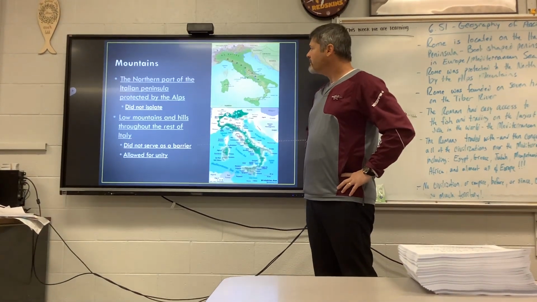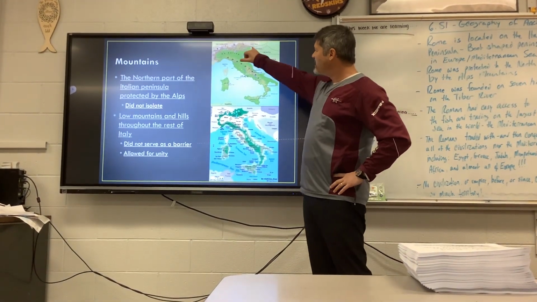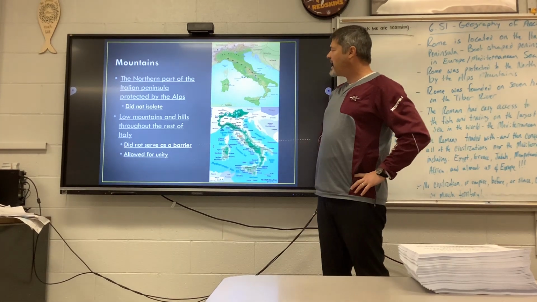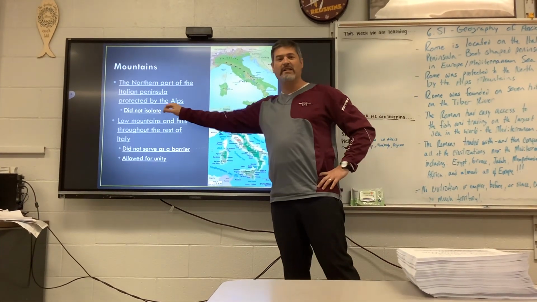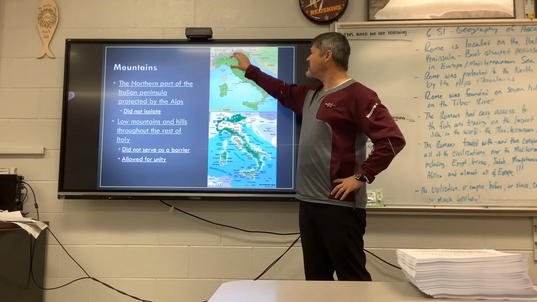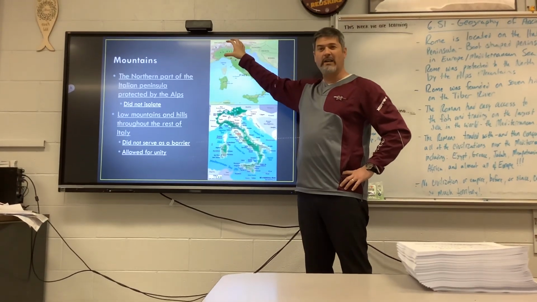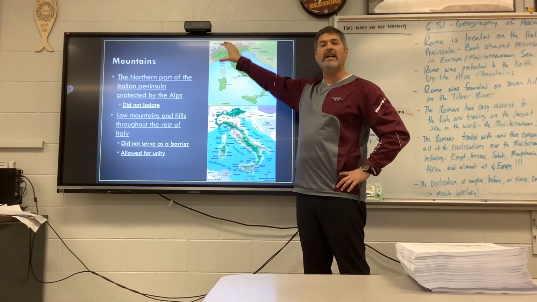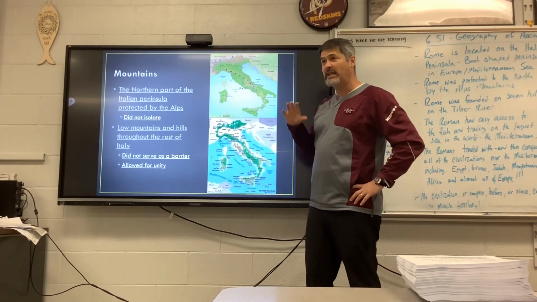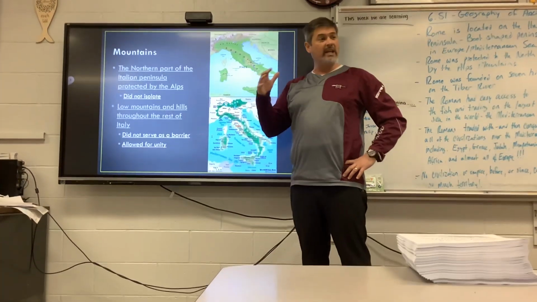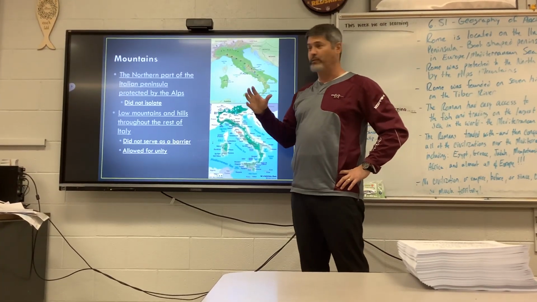Next. Mountains. The northern part of the Italian peninsula is protected by the Alps, but it did not isolate them. People could cross these mountains, but it was not super easy. It protected them, but did not separate them. Like in China and India, those mountains separated those people, but not here.